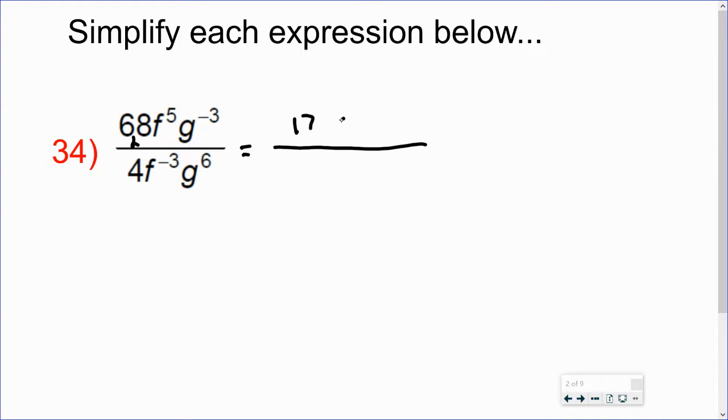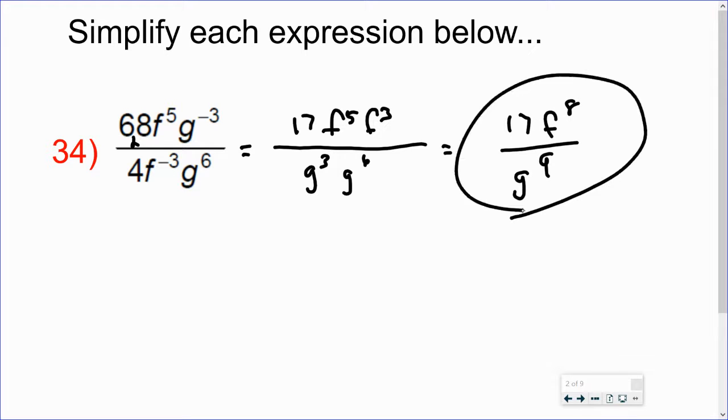So the f to the fifth, that stays right there in the top. G to the negative third goes down to the bottom. G to the sixth stays in the bottom. F to negative third goes in the top. So I'm going to put 17, add the exponents, F to the eighth over G to the ninth. So that's what I would get with that one.